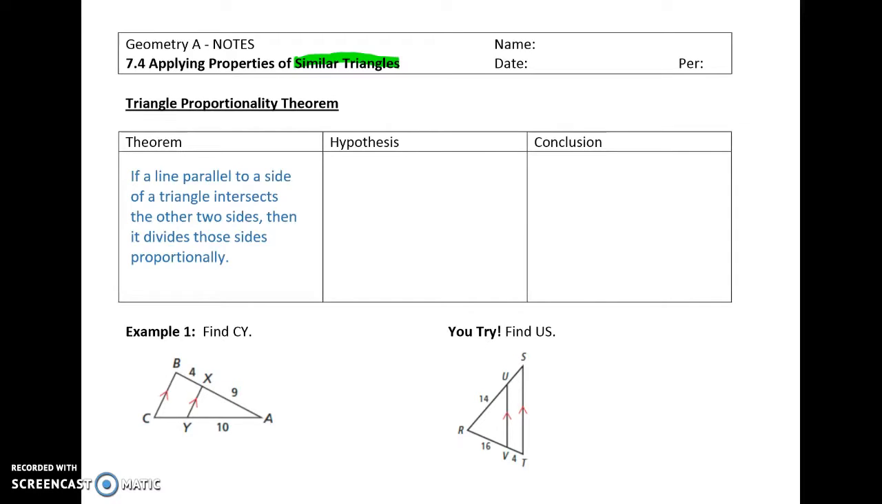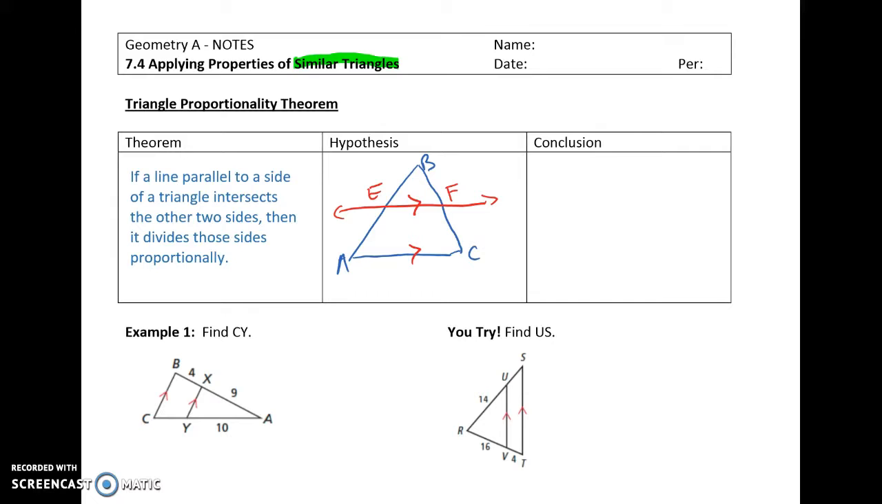This theorem says if a line parallel to a side of a triangle intersects the other two sides, then it divides those sides proportionally. So this can be a line that cuts through the triangle, right? Like example 1 below. Let's take a look at what this looks like in a diagram and see what we can conclude with our given information.